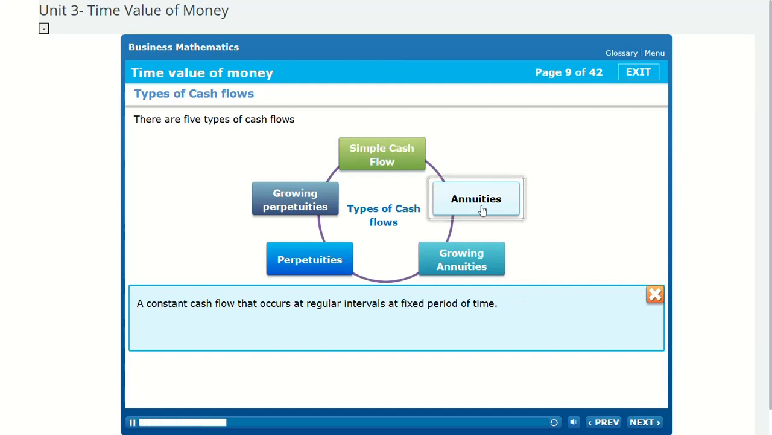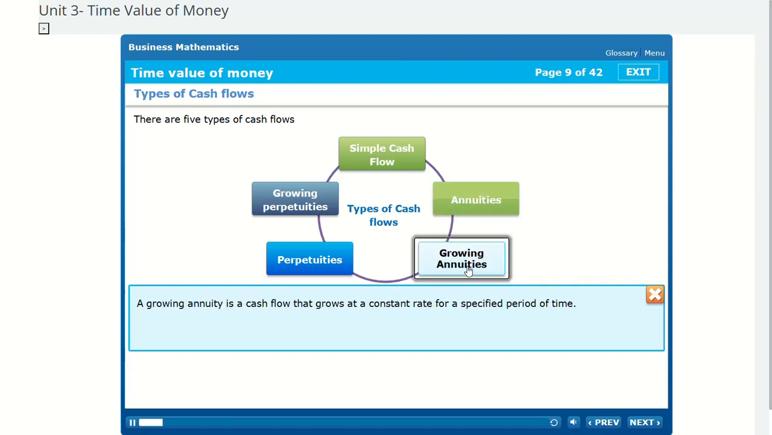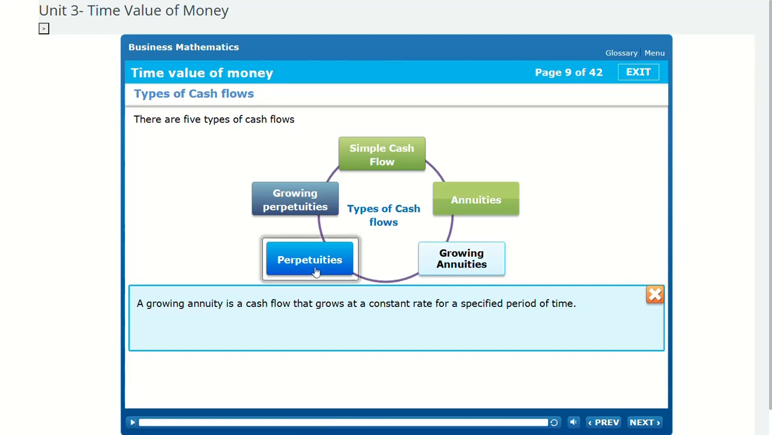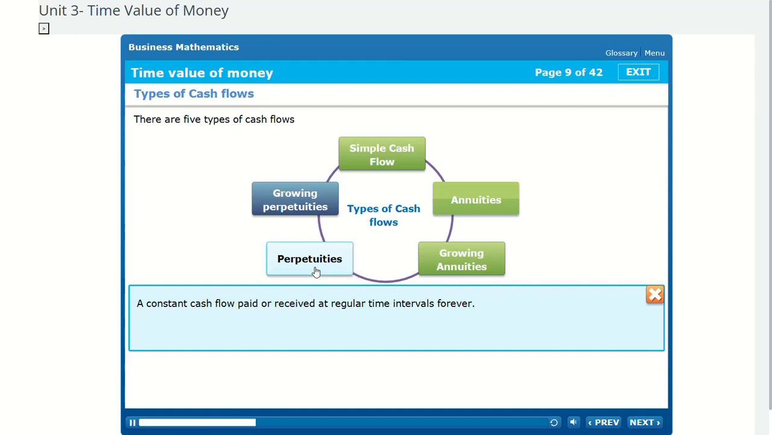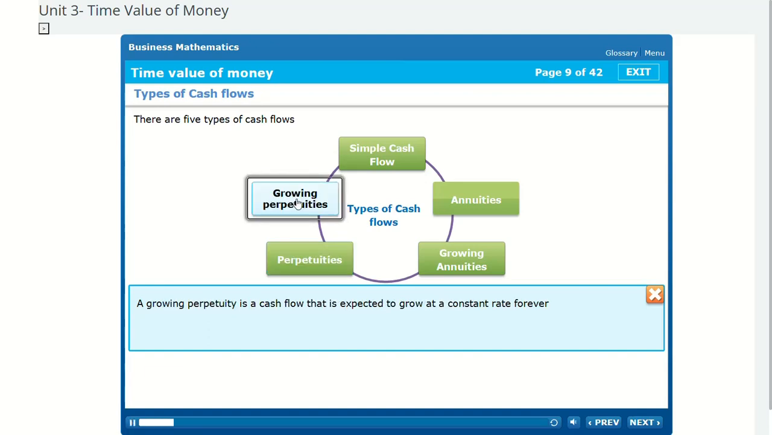Annuities: a constant cash flow that occurs at regular intervals for a fixed period of time. Growing annuities: a growing annuity is a cash flow that grows at a constant rate for a specified period of time. Perpetuities: a constant cash flow paid or received at regular time intervals forever. Growing perpetuities: a growing perpetuity is a cash flow that is expected to grow at a constant rate forever.